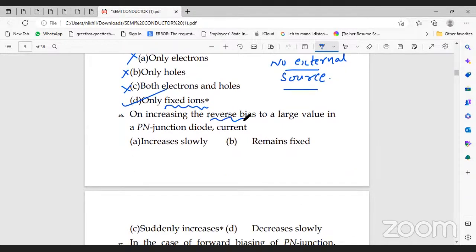On increasing the reverse bias to a large value in a PN junction diode, the current suddenly increases. Have you observed? If I plot the voltage and the current in reverse bias, up to a certain voltage the current remains the same. At one particular breakdown voltage, the current gradually becomes maximum. So it suddenly increases.